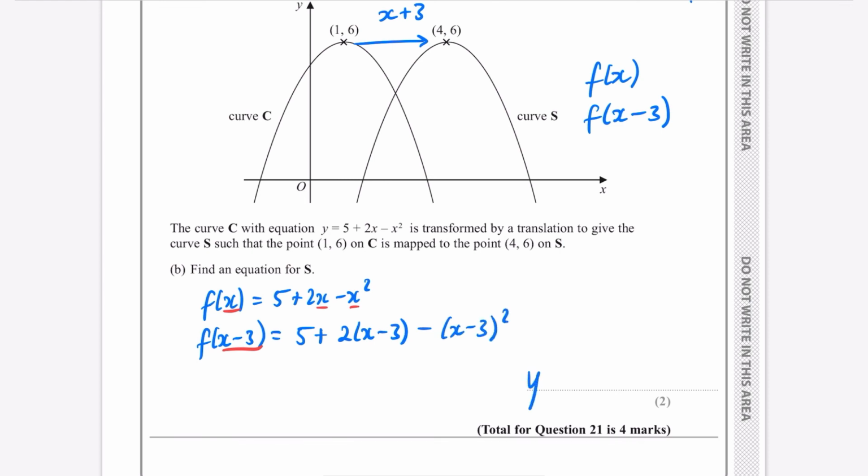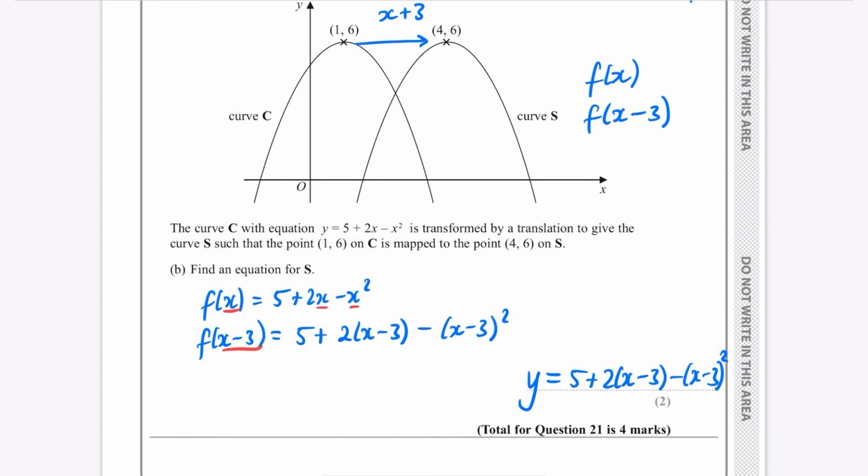So the equation for S, sorry, still has to have a y at the beginning, is going to be y equals 5 plus 2 brackets x minus 3 minus x minus 3 squared. And you don't need to do any simplifying to that. It is perfectly fine just to kind of leave it in the form that it's actually in.